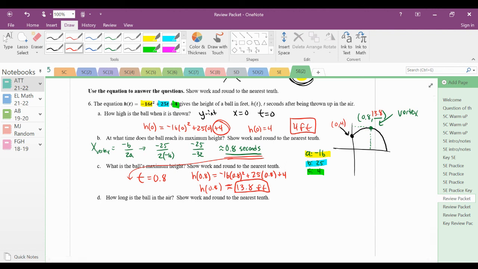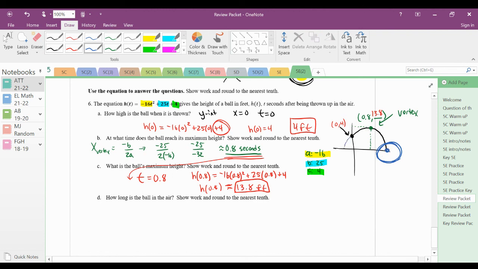About 0.8 seconds in, it's almost 14 feet in the air, and then it's going to eventually fall to the ground. So that vertex gives you not only the time it's at its maximum height, but also what that height is. Last question is, how long is the ball in the air? When does that ball hit the ground? We're worried about that point right there, that x-intercept.